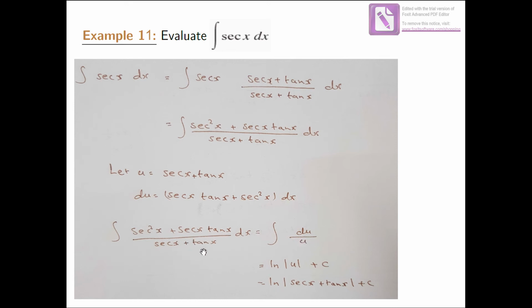Sec x plus tan x is 1 over u. So we have the integral of 1 over u du. This is ln absolute value of u plus the constant c. Now we will replace u by what we assumed from the beginning, which is sec x plus tan x. So the integral of sec x will be ln absolute value sec x plus tan x plus the constant c. So for this function, we don't use a direct rule. We just multiply our function by sec x plus tan x, divide by sec x plus tan x, then use the substitution, and then we find the integral of sec x.